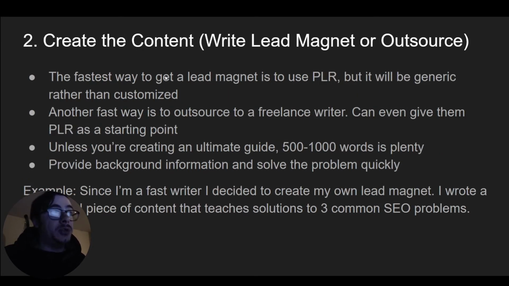So step number 2 is going to be to create the content, aka write the lead magnet or outsource the process. Now, the fastest way to get a lead magnet is actually to use PLR. PLR stands for private label rights, and you can actually buy pre-made lead magnets that come with the rights to use them as if they were your own. But if you do that, it will be more generic and a lot less customized.